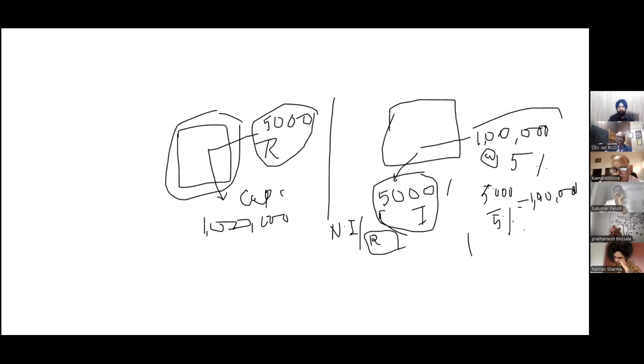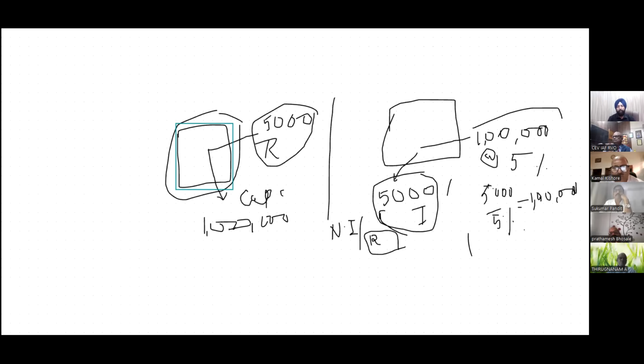If the bank is giving you 5,000, you are depositing 1 lakh. If you compare these both investments, what should be the value of your property? What should be the value of your property? 1 lakh. It should be 1 lakh.